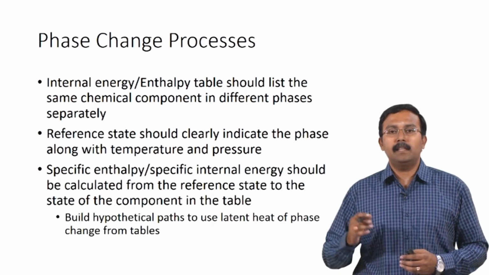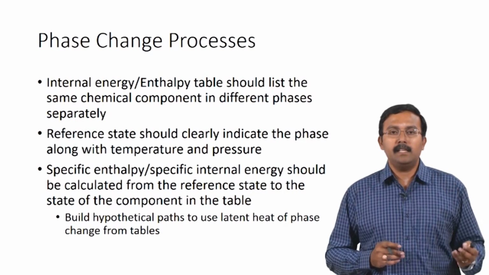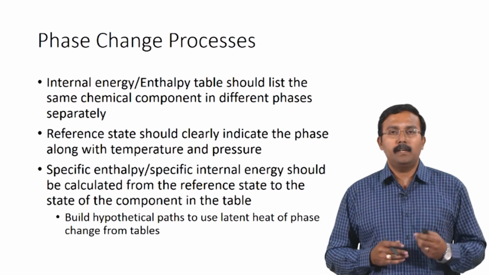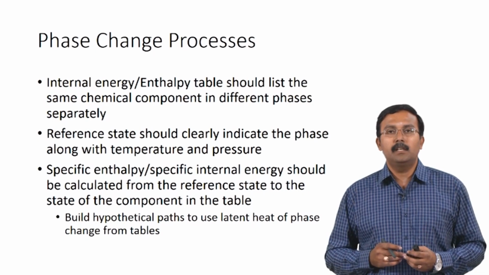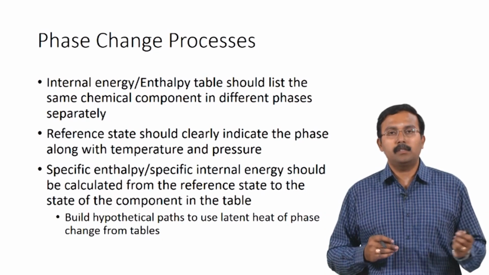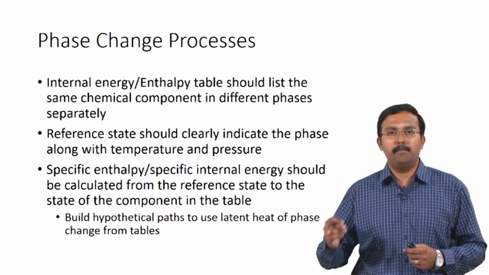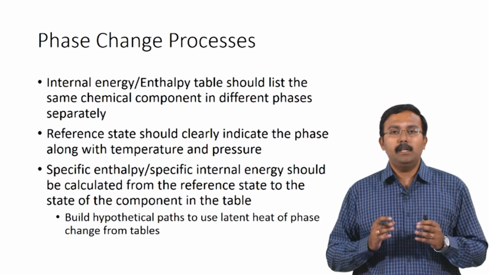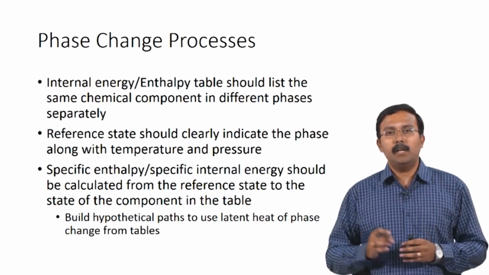When we calculate the specific enthalpy or specific internal energy, we should be considering the change from the reference state to the state of the component in the table. So, if we have a reference state which is liquid at temperature T and pressure P going to vapor at temperature T and pressure P, then the process would be the vaporization from liquid to vapor at temperature T and pressure P. So, this kind of thing has to be accounted for. We need to build hypothetical paths to use the latent heat of phase change which is available from tables.